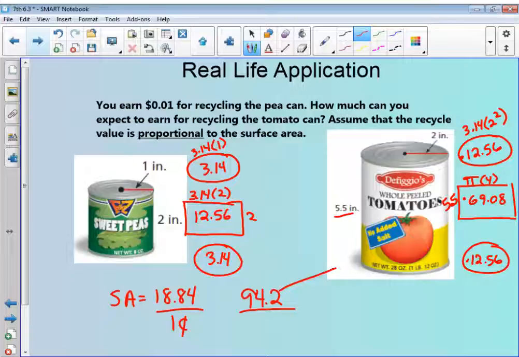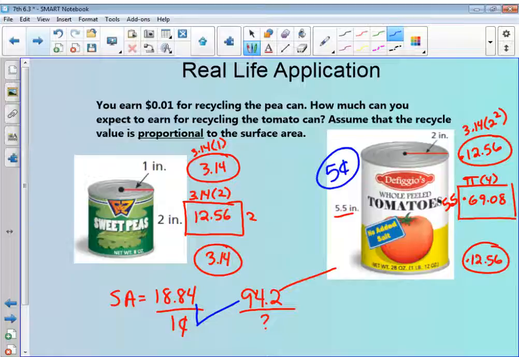Now, the question is asking, assume that the recycling value is proportional to the surface area. How much would you expect to earn in money? So here we can now look at this as a set of proportions, and we can cross multiply, divide. So 94.2 times 1 is still 94.2, and divide that by 18.84. And when I do that, I get 5 cents. So I'm expecting to get 5 cents for this can.